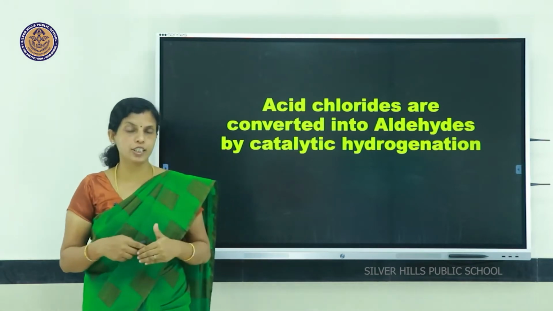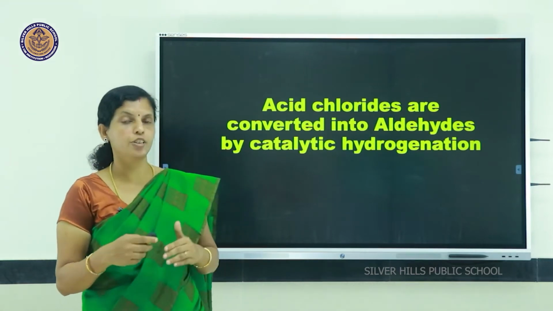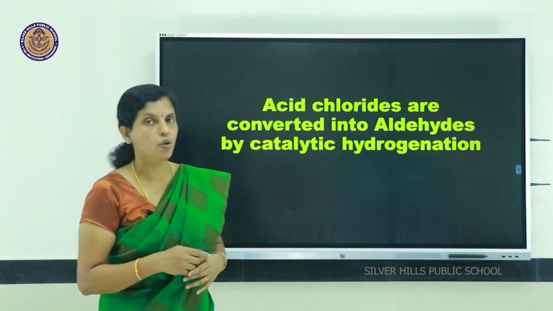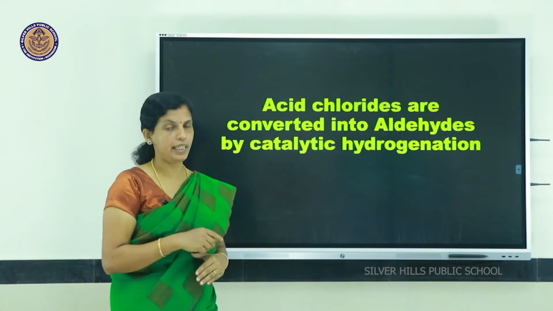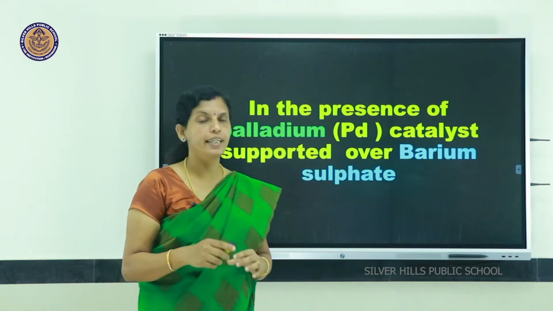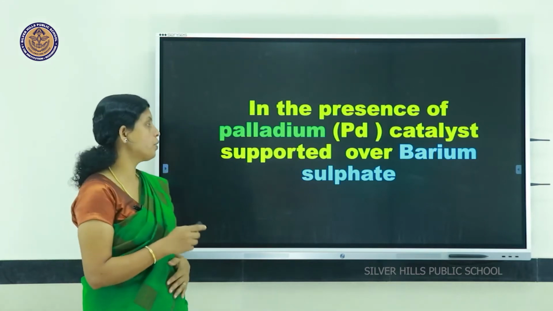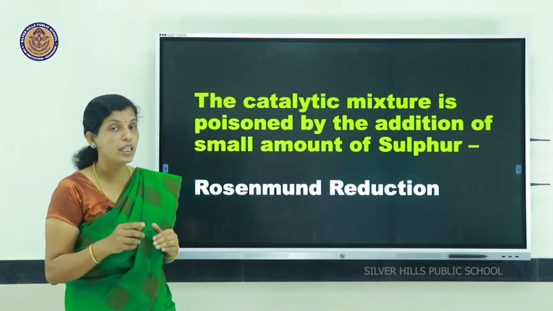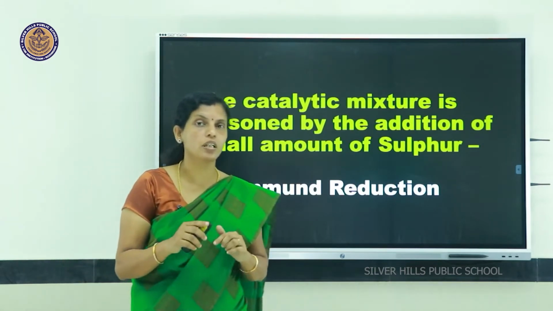The addition of hydrogen in the presence of a catalyst is called the catalytic hydrogenation process. So, in the case of the Rosenmund reduction reaction, acid chlorides are treated with hydrogen in the presence of a catalyst called palladium supported over barium sulfate. That is called the Rosenmund reduction reaction. Addition of hydrogen in the presence of palladium supported over barium sulfate, poisoned by a trace amount of sulfur or quinoline, is called the Rosenmund reduction reaction.